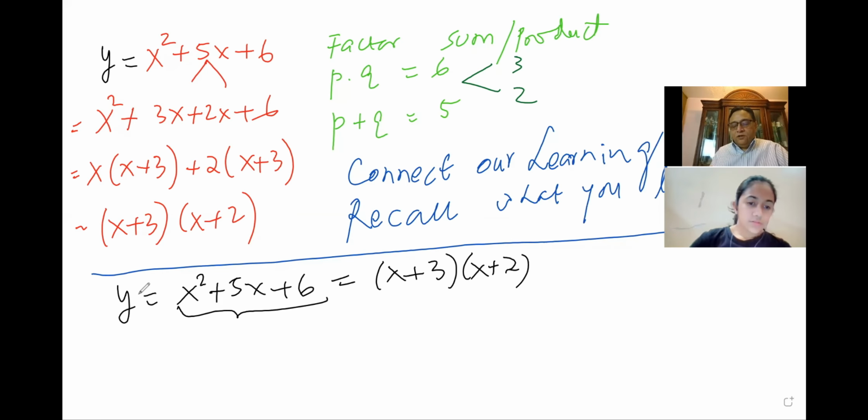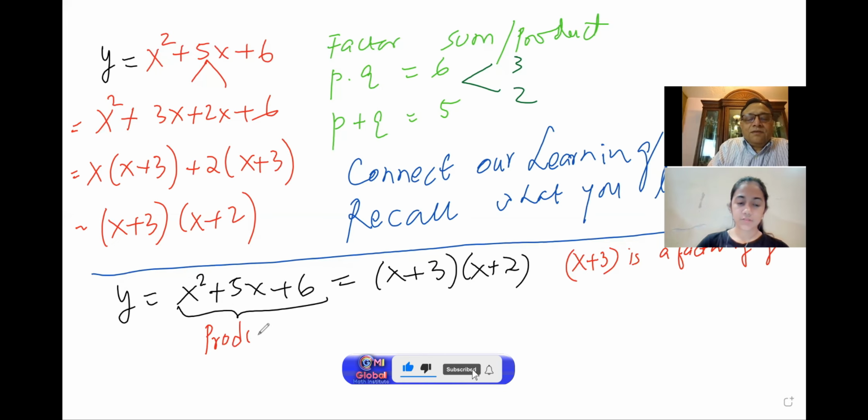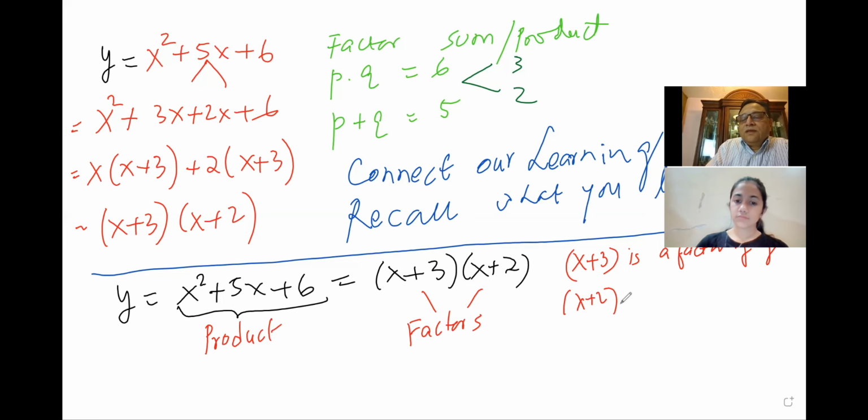Let us say this is my polynomial y. It means that x plus 3 is a factor of y, correct? That is the product, this is called the product, and these two are factors. And it means that x plus 2 is a factor of this y. This is what you did. So this is factoring.